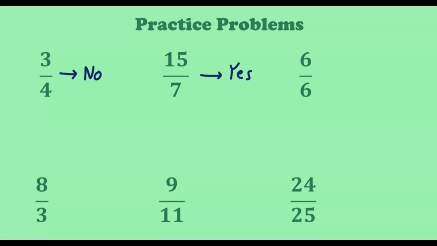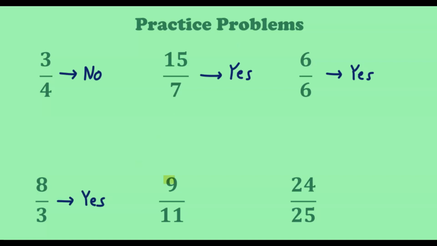Consider the next fraction. We have 6 over 6. The numerator is the number on top, that will be 6, and the denominator is the number on the bottom, that is 6. Now 6 is equal to 6. That means that the numerator is equal to the denominator, and so yes, this fraction is an improper fraction. Consider the next fraction. We have 8 over 3. Now the numerator is 8 and the denominator is 3. 8 is greater than 3, and so the numerator is greater than the denominator, and so yes, this is an example of an improper fraction.